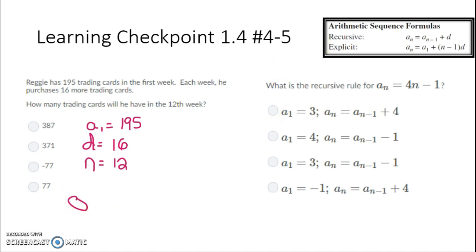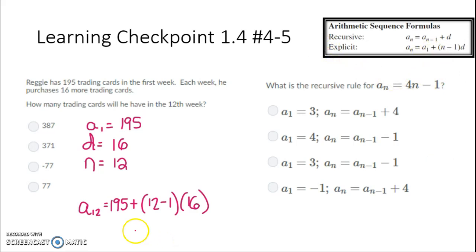So, whoa, hang on, let me undo that drawing. There we go. The 12th term, or the number of cards at the 12th week, is going to be equal to 195 times 12 minus 1 times 16. And I just realized I wrote this incorrectly. I forgot my addition sign. It is not all multiplication. There we go. So now my formula exactly matches the one that's given to me right here. I'd forgotten to write my plus sign.